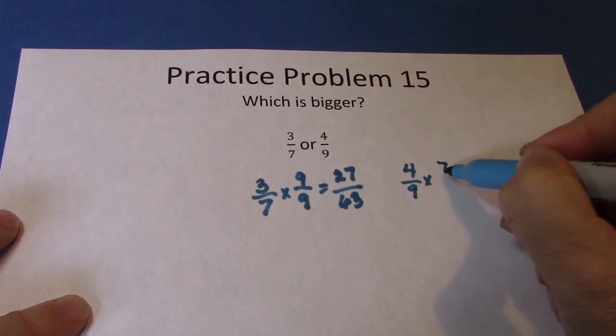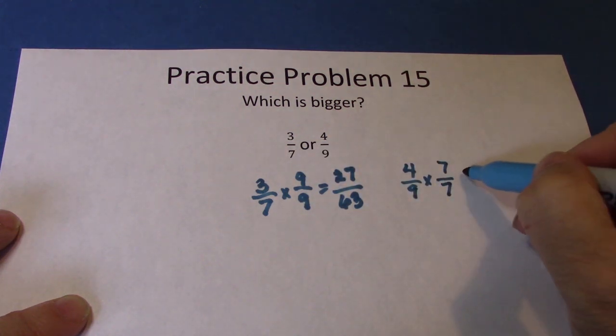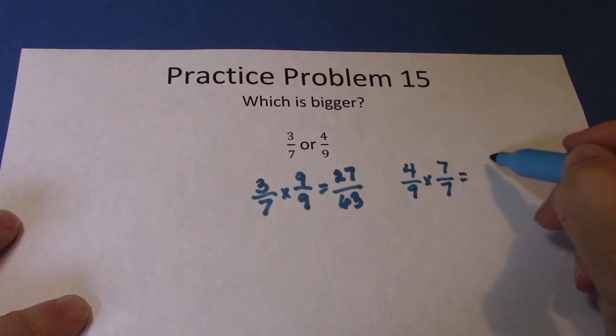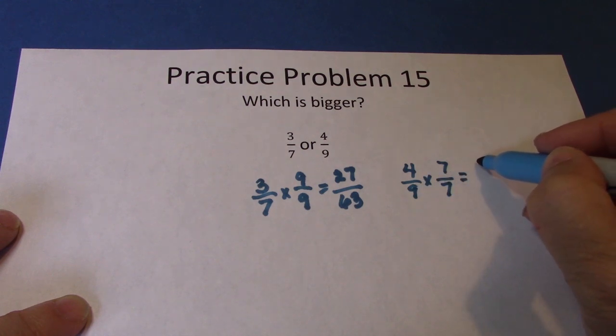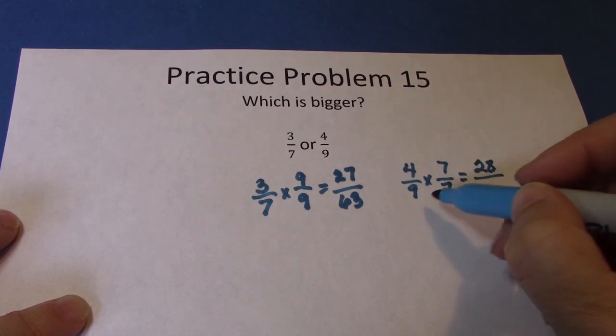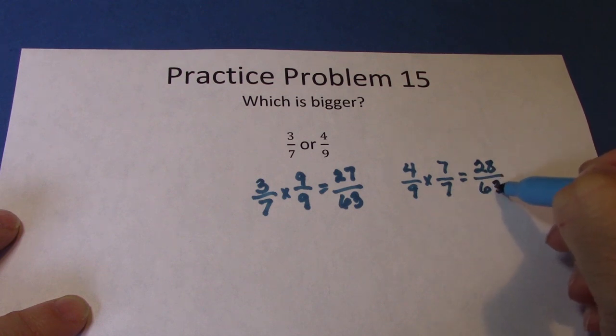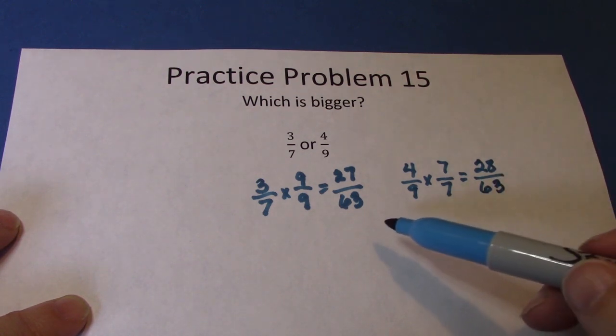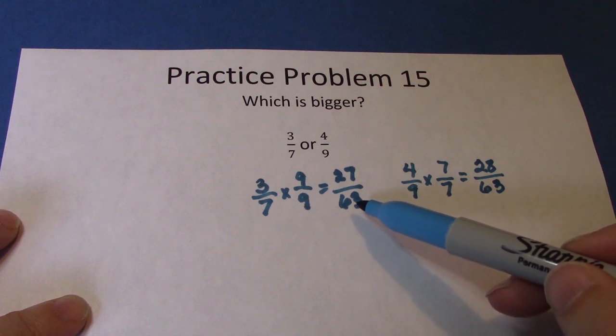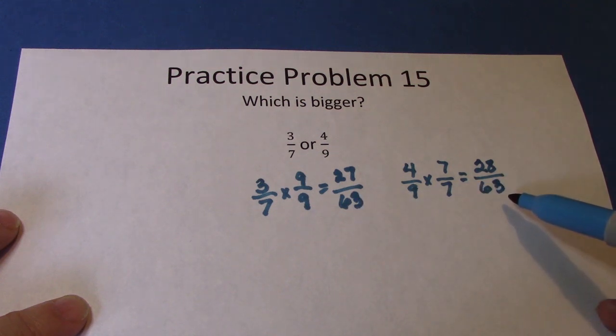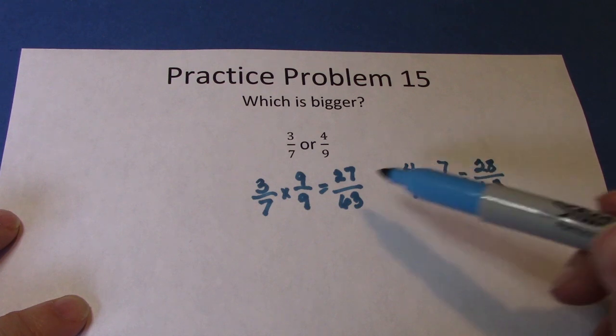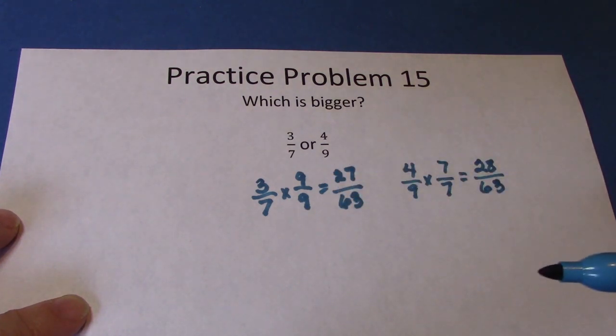All right, 4/9. We're going to multiply by that in the form of 1. In this case, 7 over 7. That's the other denominator. Multiply straight across. 4 times 7 is 28. And of course, 9 times 7 is 63. This isn't a whole lot different, is it? But 27/63 and 28/63, that's just a little bit bigger. So 4/9 is bigger than 3/7.